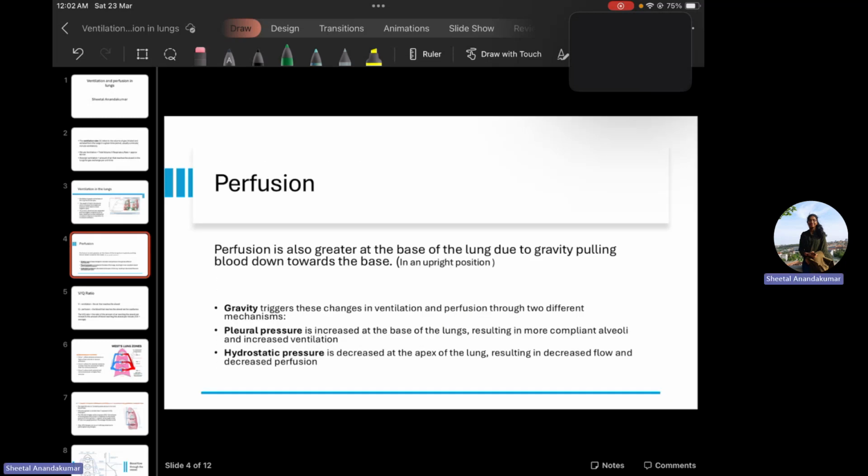Then perfusion. Perfusion is also greater at the base of the lungs. Again, this is due to gravity, where the blood is pulled down towards the base. So that's ventilation and perfusion, and both of these assume that the person is in an upright position. If the person is in a supine or maybe a prone position, then it might be quite different.